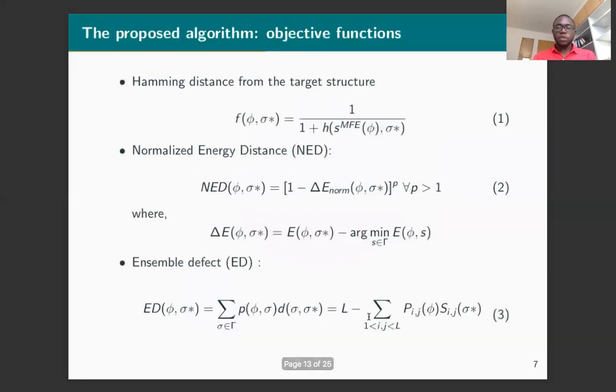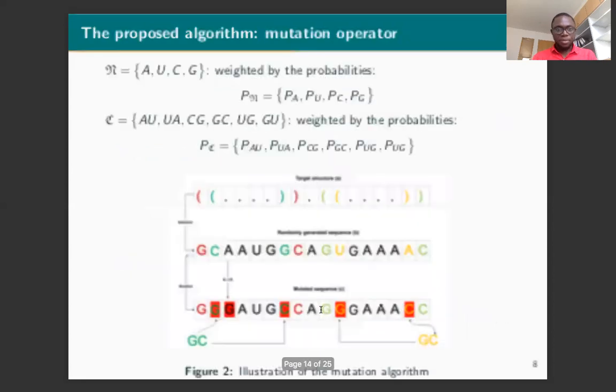So here we propose a novel framework which is conceptually very simple, but relies on three main objective functions I display here. The first one helps to measure the similarity to the target structure. The second one, the stability. And the third one combines both.